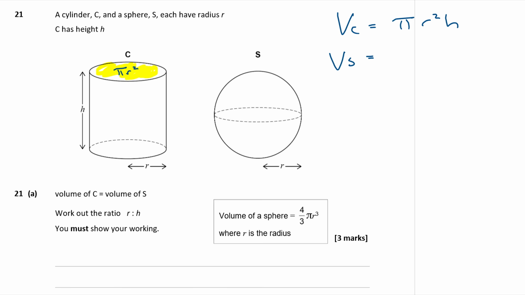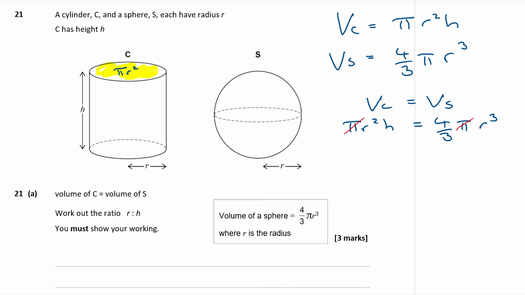Okay, so the volume of the cylinder is pi r squared h, and we know the volume of the sphere is equal to 4/3 pi r cubed, and we know that these two things are equal. So that means pi r squared h must be equal to 4/3 of pi r cubed. Now we've got lots of things occurring on both sides which we can then cancel out. So if I divide both sides by pi, they would both disappear.